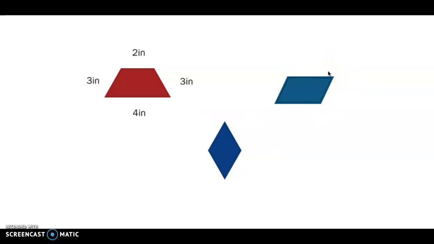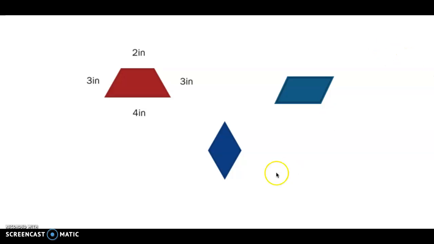My math message question to you is, how might you measure the distance all the way around the shapes you drew? How would I measure the whole distance around this shape? How could I measure the distance around this shape? And how could I measure the entire distance around this shape? Think about it for a second.